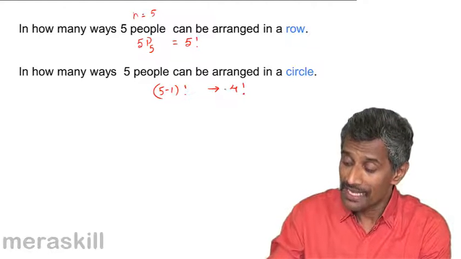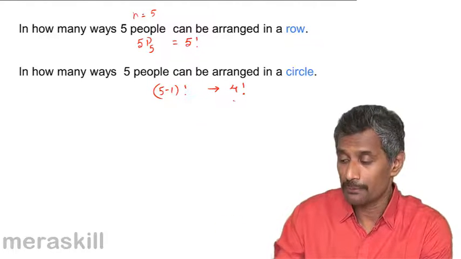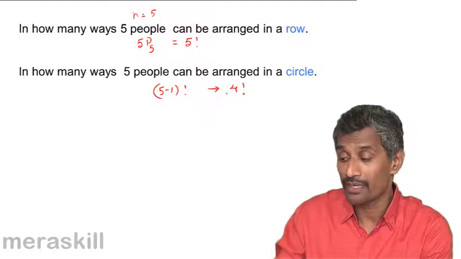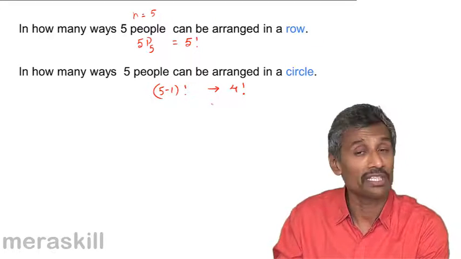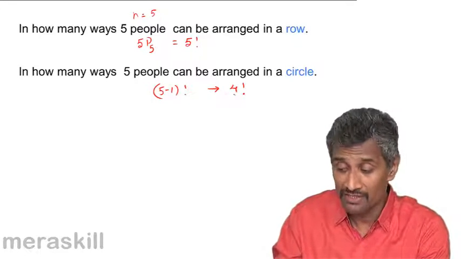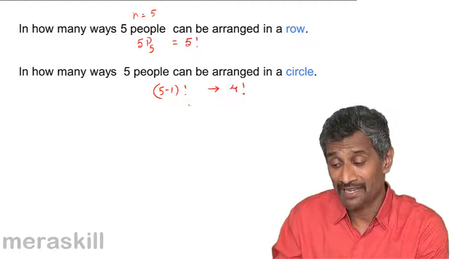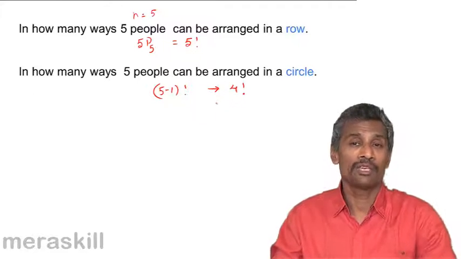So this comparative example will help you understand in what way arrangement in a row is different from the arrangement in a circle. I reiterate, whenever we have n, its value has to be reduced.